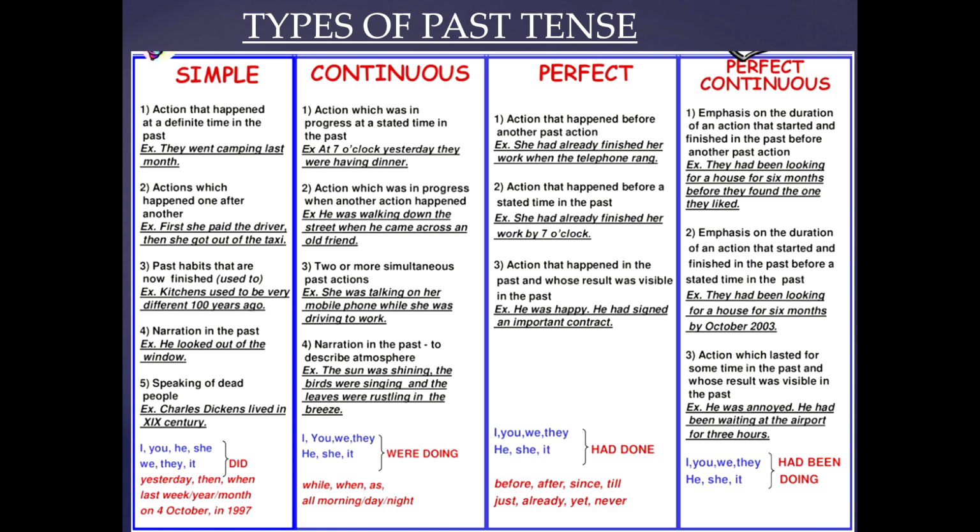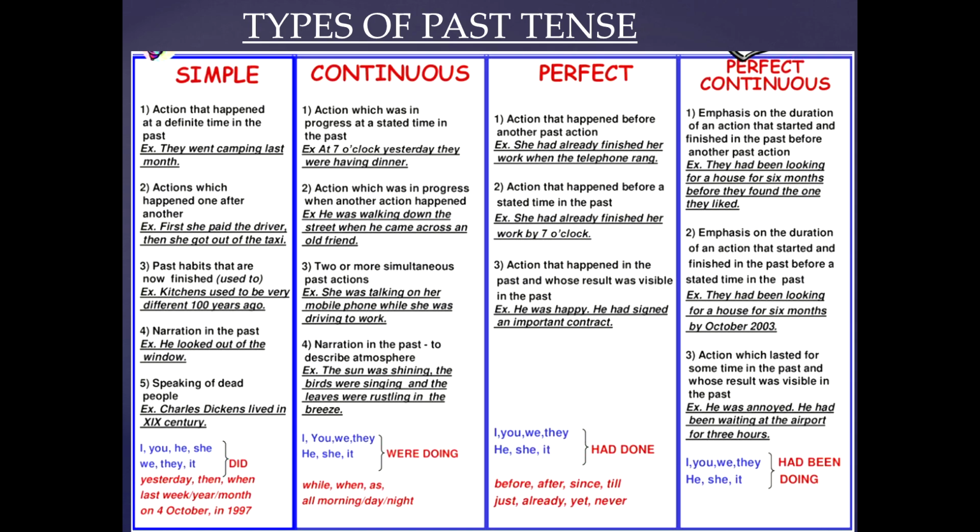And another one, an action which was in progress when another action happened. See the example: he was walking down the street when he came across an old friend. So there were two actions happening. One action was in progress when another action happened. What is the action that was in progress? He was walking down the street. The other action, what happened? When he came across an old friend, right? So here also we use past continuous tense.